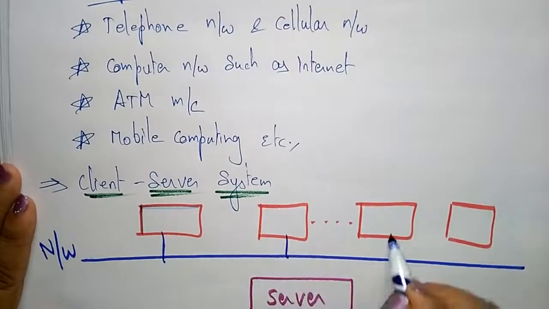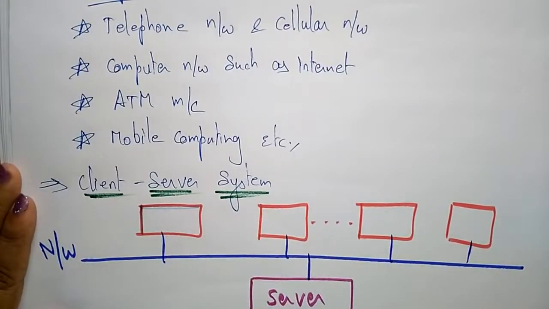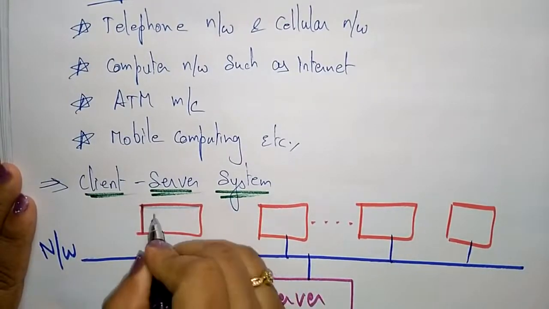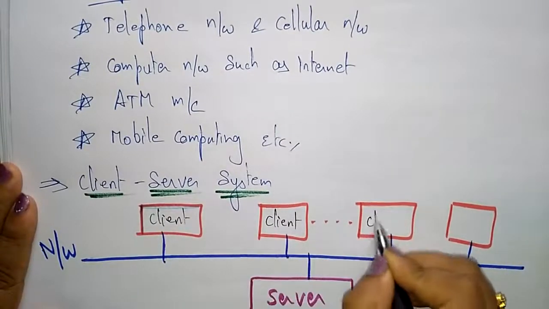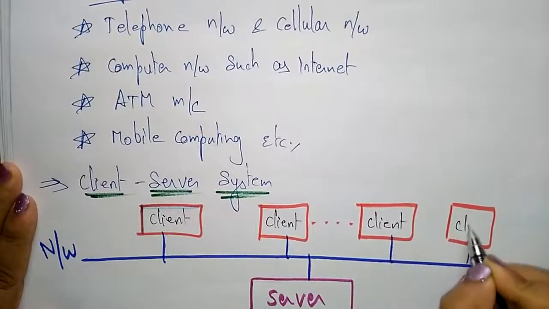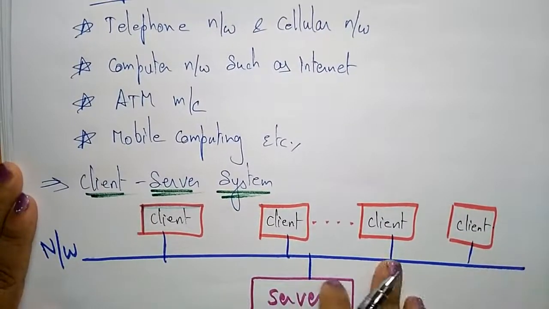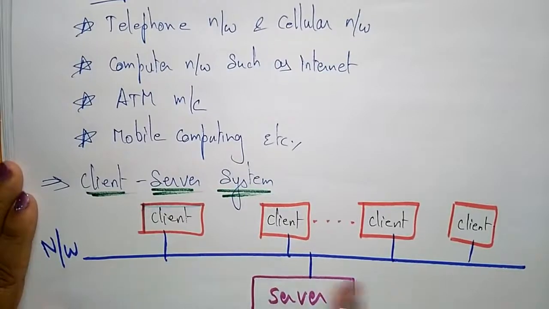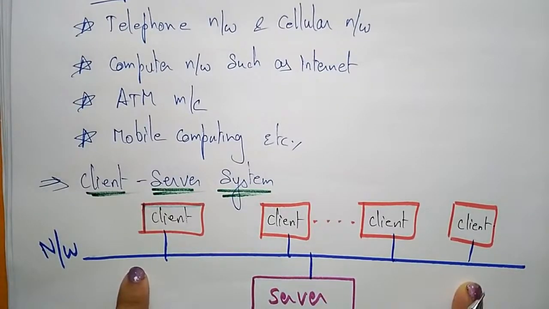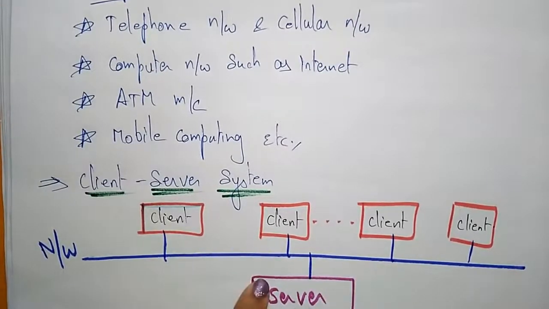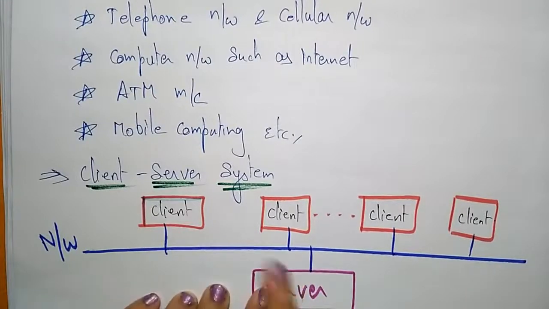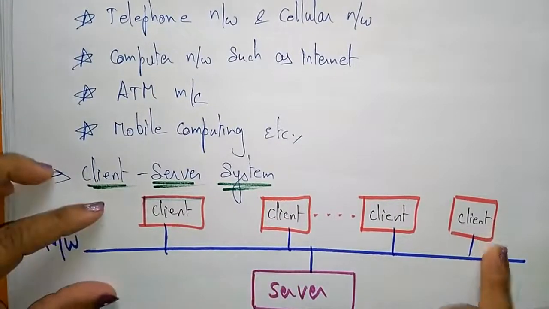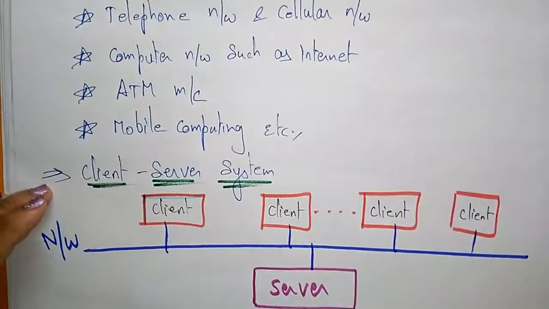So these are all the clients and the server. Different clients, all connected using the same network, and that network is connected with the server. So this server is used by all the clients. A single server is used by all the clients. This is a representation of client server architecture.